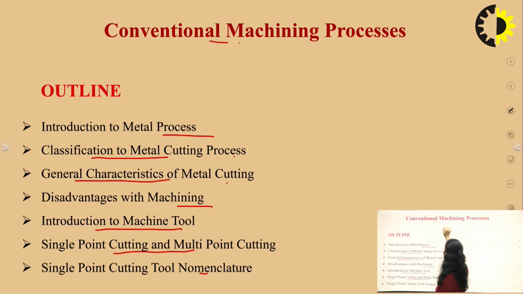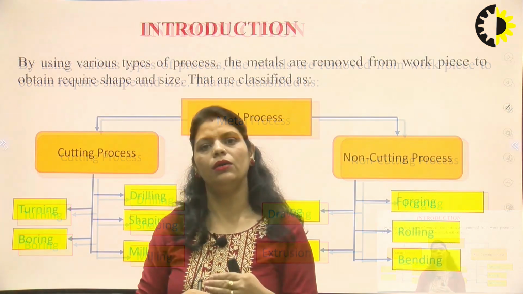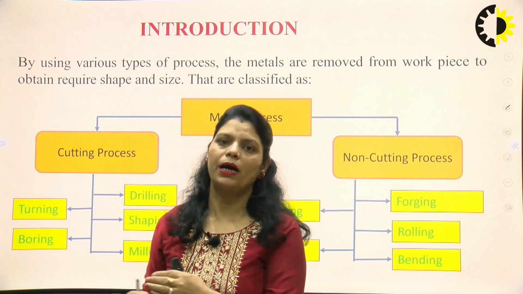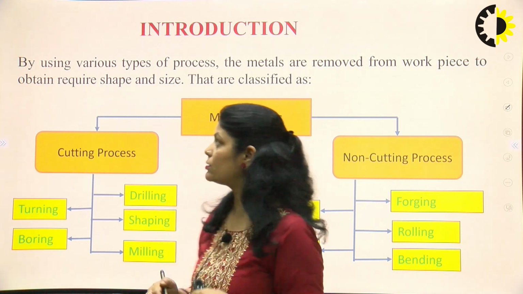So what is the conventional machining process? The basic difference between conventional and unconventional machining is that in the conventional machining process, the tool and the workpiece are always in contact. But in the unconventional machining process, there is a gap between the cutting tool and the workpiece, and a medium passes through it and removes the material from the workpiece.